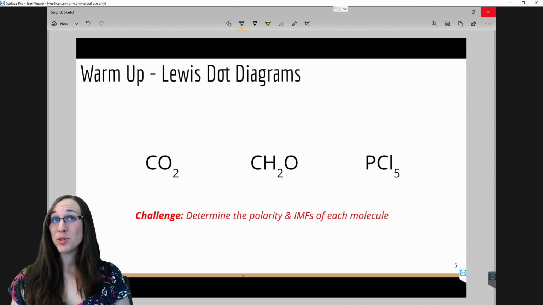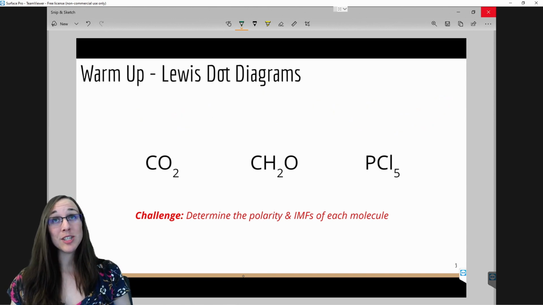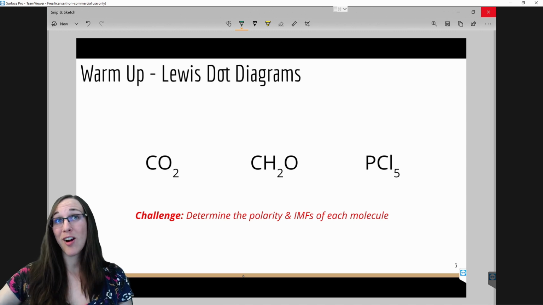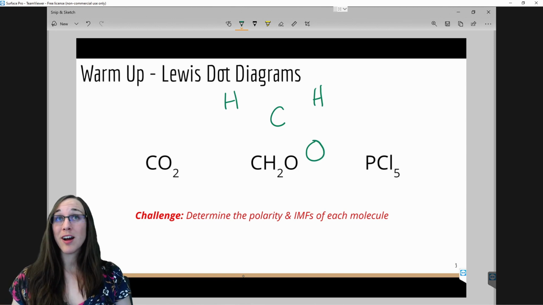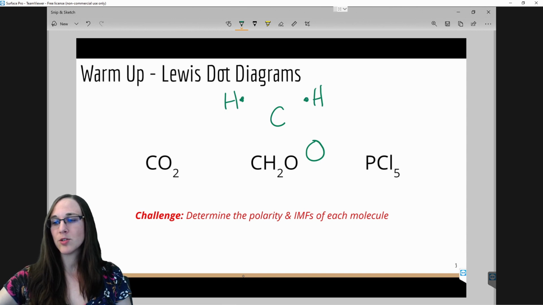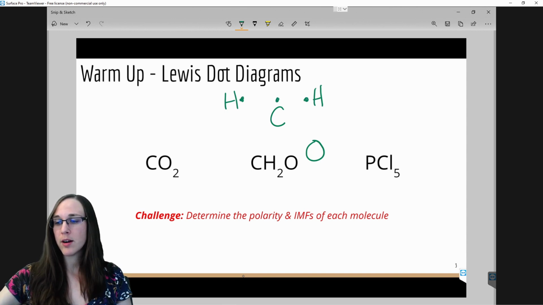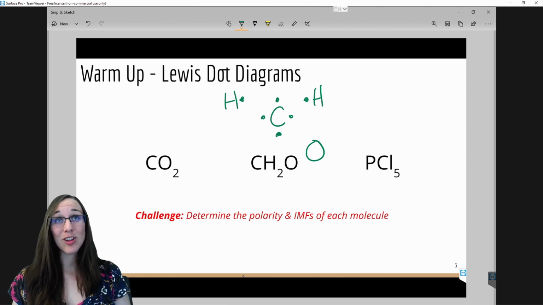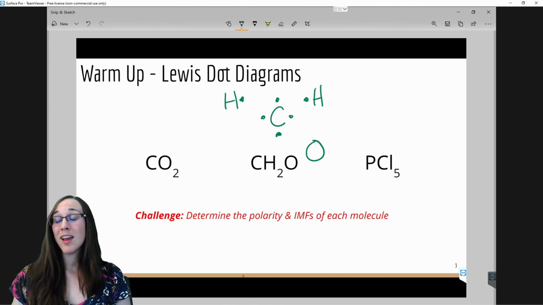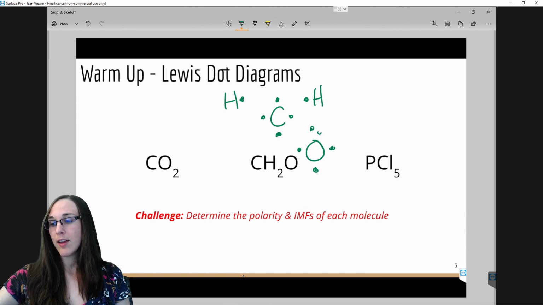How about CH2O? We have 1 C, 2 H's, 1 O. Let's start by drawing our least electronegative atom in the middle, just so we can skip a few steps. C, 2 H's, we know H's are normally on the outside, and an O. We need to draw in the valence electrons for each atom respectively. Hydrogen has 1 valence electron, so we'll just draw 1 next to each. Carbon has 4. Again, I'm gathering this from the periodic table. If you don't have these memorized as of yet, look at your periodic table to determine the valence number. Oxygen, we have 6. 1, 2, 3, 4, 5, and 6.